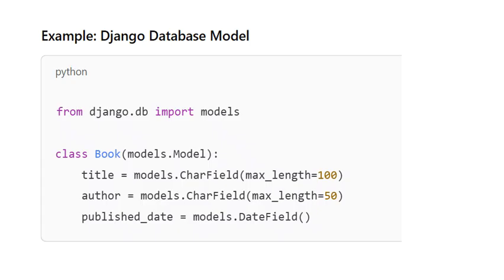Django database model: from django.db import models, class Book(models.Model): title = models.CharField(max_length=100), that is for the title, and author with max_length=50, and a published date field.